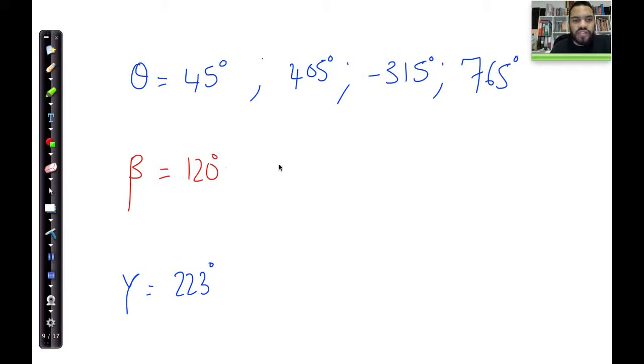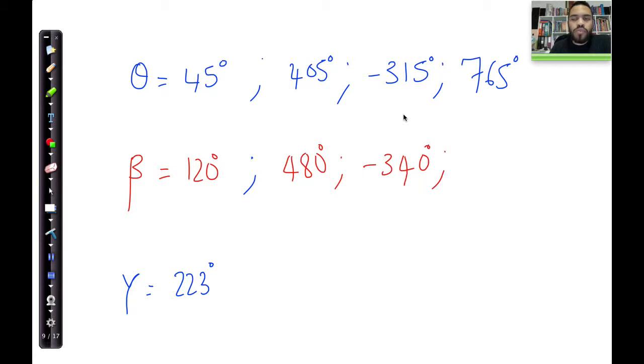Right, 120 plus 360, 360 plus 120 will give me 480. Right, 480 degrees, that's coterminal with that. And similarly, if I subtract 360, I will get minus 240 degrees. And that's also a coterminal angle.